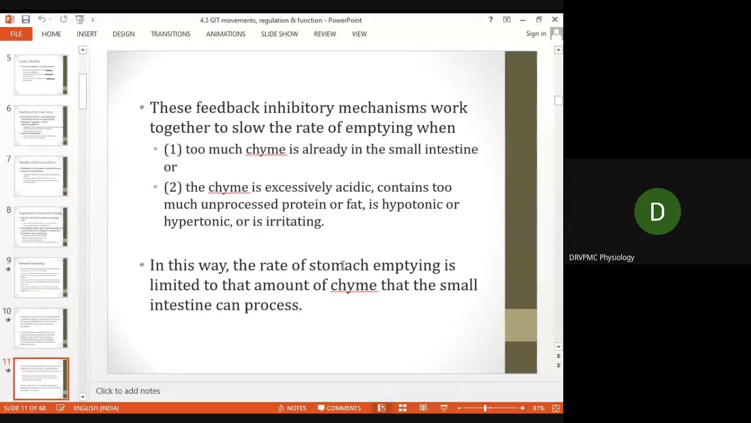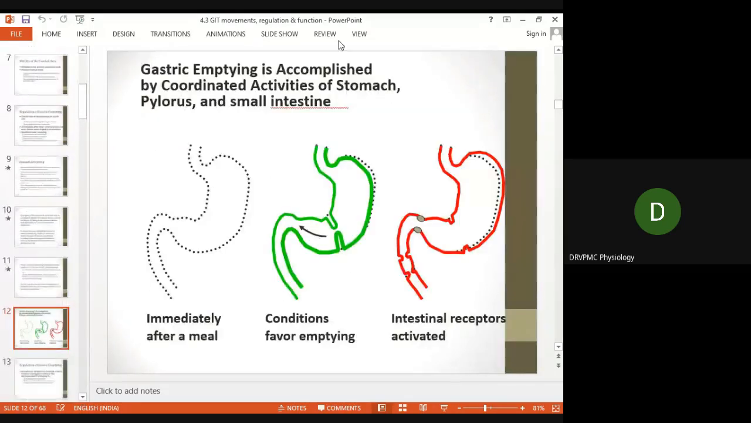Okay. In this way, the rate of stomach emptying is limited to that amount of chyme that the small intestine can process. Okay. Gastric emptying is accomplished by coordinated activities of the stomach, pylorus, and small intestine.